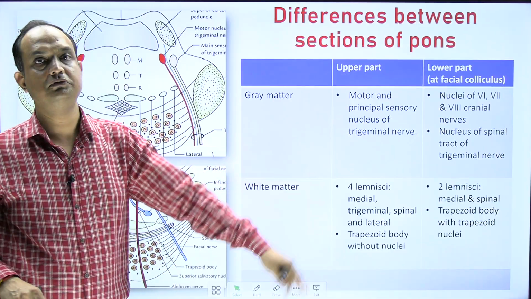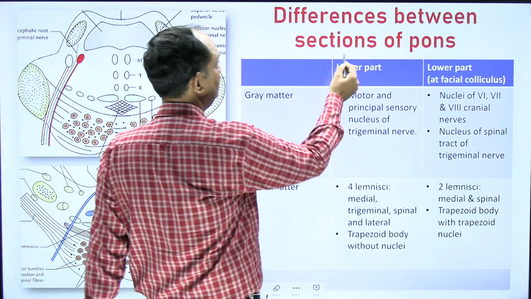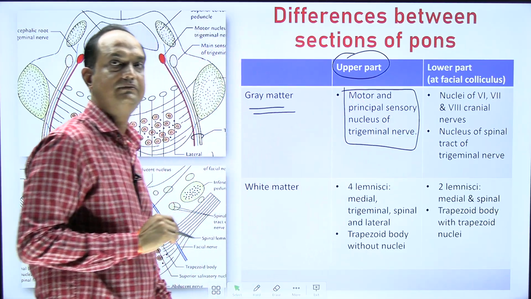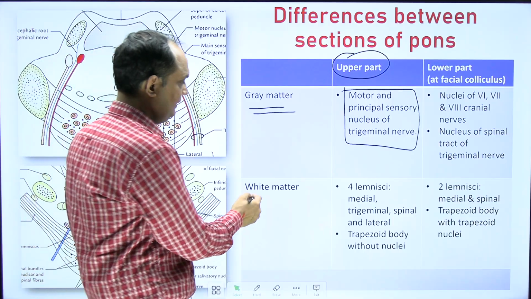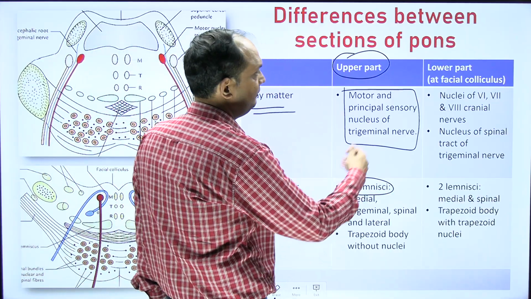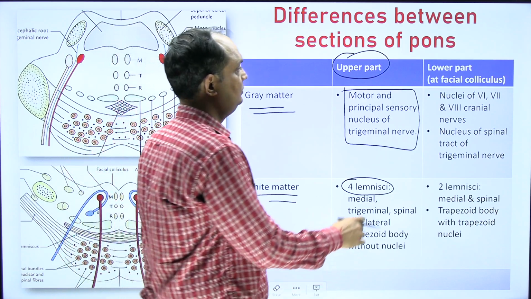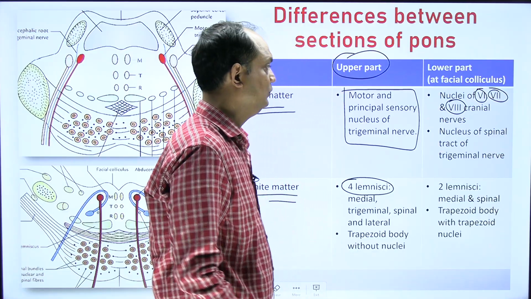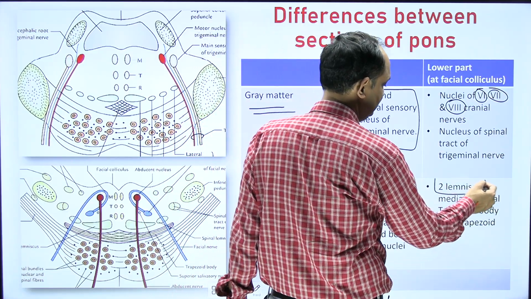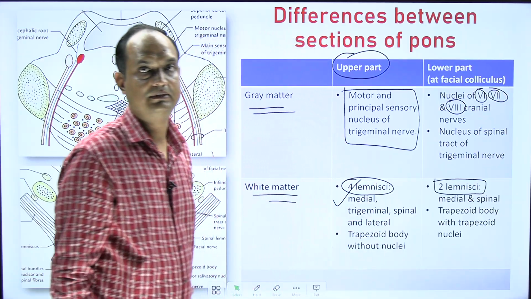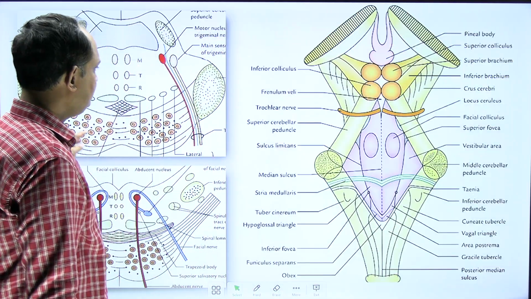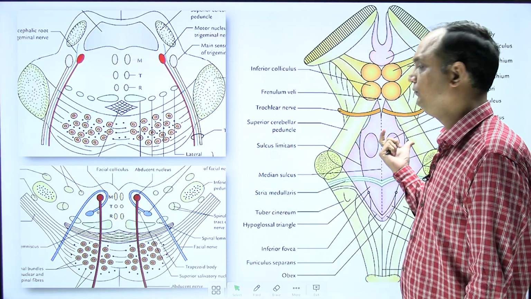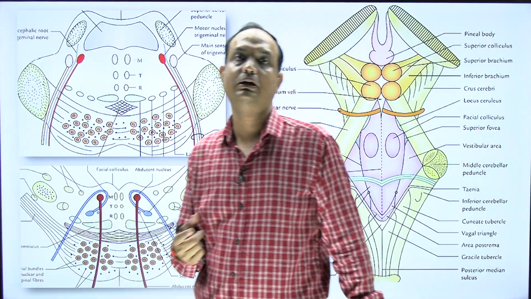So what are the differences which you have to keep in mind? If you are drawing the upper part, then the grey matter is showing these two characteristic nuclei which I told you, motor and chief sensory or principal sensory nucleus, and the white matter is showing all the four lemnisci. While the lower part is showing the 6th, 7th and 8th cranial nerves. And the most important thing is that there are only two lemnisci there, while here you will have the four lemnisci. So if you have this image in your mind, and this floor of the fourth ventricle, it is always easy to draw the sections.